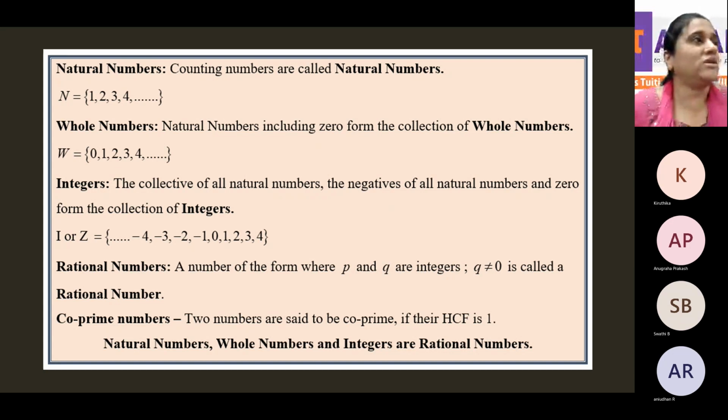Starting with natural numbers. What are natural numbers? Counting numbers are called natural numbers. Correct? And how do you represent natural numbers? N is equal to, N is the letter. One second, children, one second.